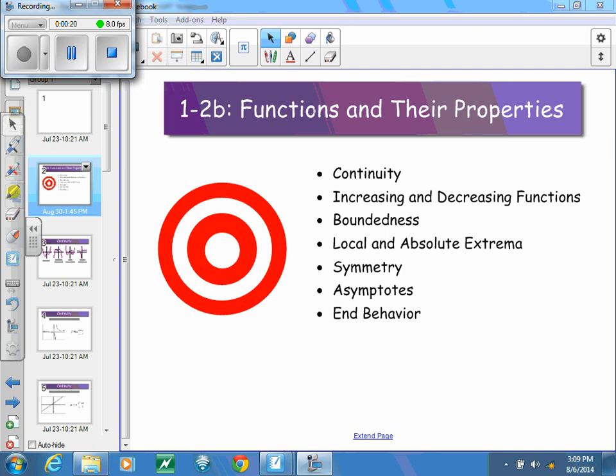But as you can see here, we've got a lot of things that we need to talk about today. So I'm going to talk about continuity. We're going to talk about increasing and decreasing functions. We're going to talk about if a function is bounded or not. We're going to talk about local and absolute extrema, symmetry, asymptotes, and end behavior as well.